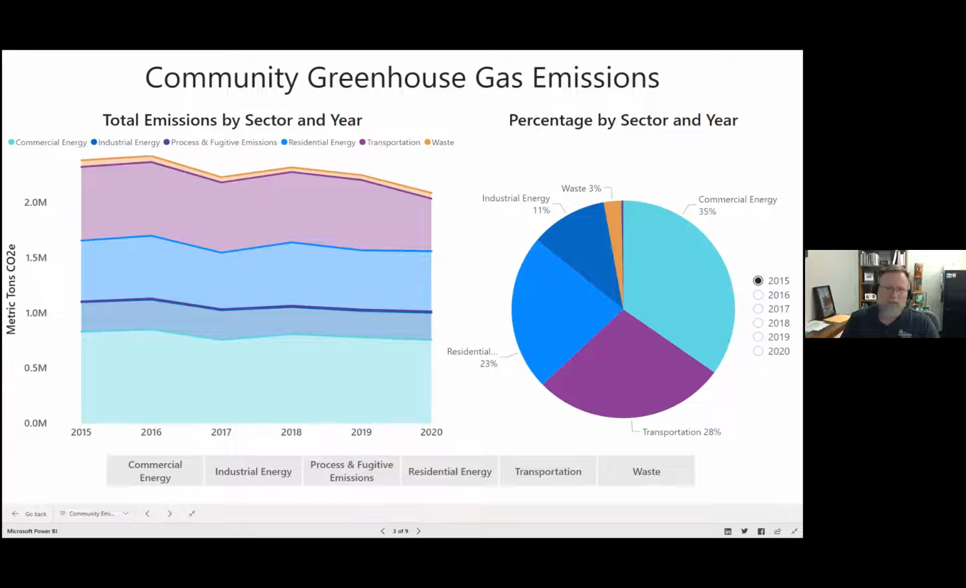So I think I covered all of the sectors there, but that's how we monitor. So it's some direct measurement, but it's mostly based on what we call activity data. So whether that's miles traveled or electricity or natural gas used.